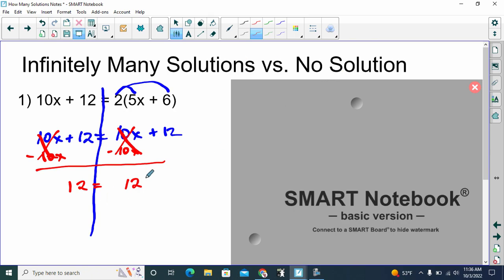If I get down to a statement that's always true, 12 is always equal to 12. No matter what x is, 12 is equal to 12. In this case, we have infinitely many solutions.